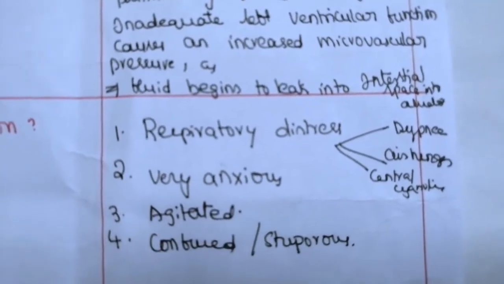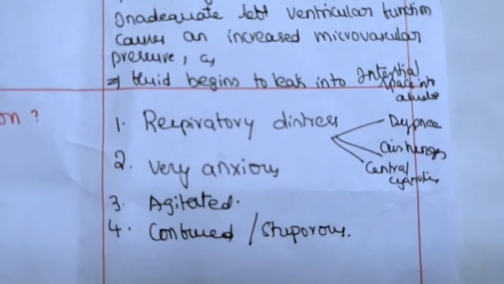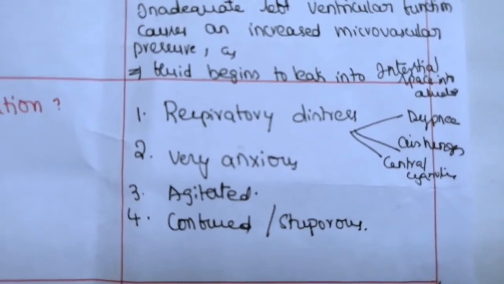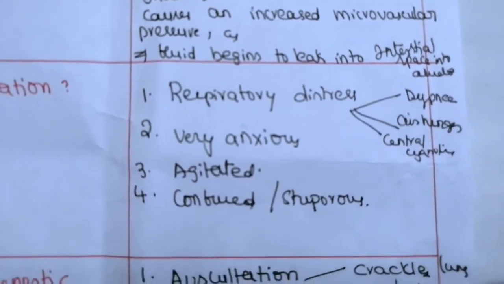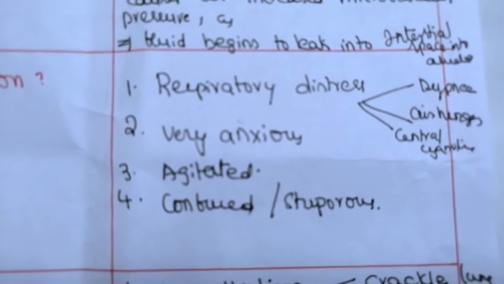The patient comes with dyspnea, difficulty breathing, and air hunger. Central cyanosis, you know already. Then next, the patient is very anxious, agitated, confused.